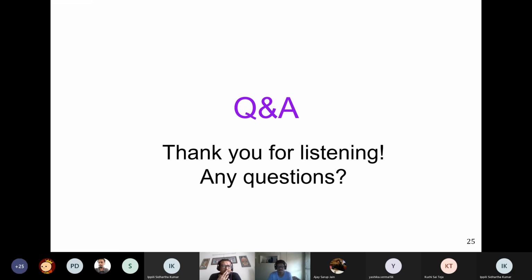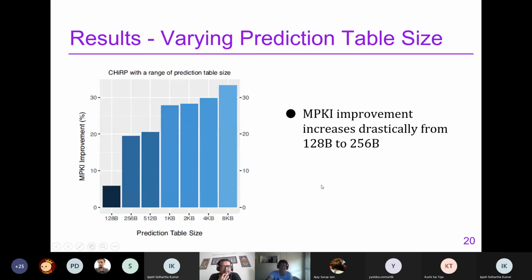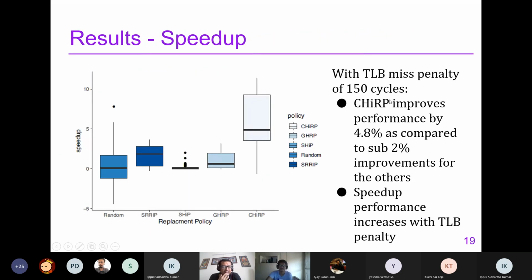So do they show the performance numbers for maybe a more realistic TLB miss latency? Actually, no, sir. They have just done it for 360, and this one was for 150, but that 150 was just a high speedup. Yeah, it's much higher. Okay.